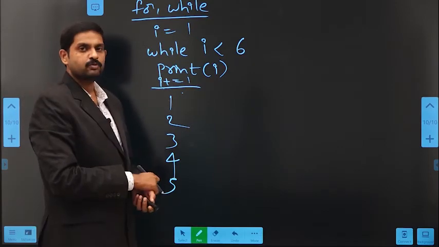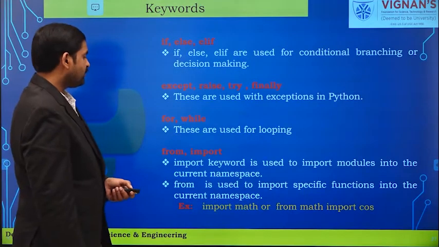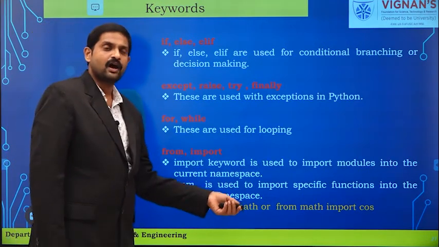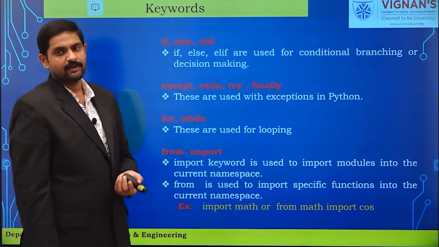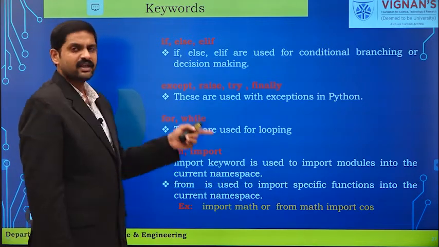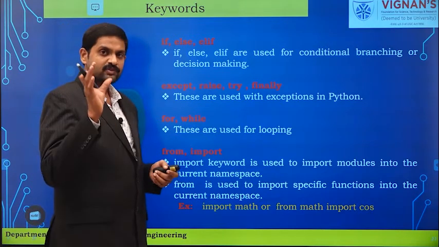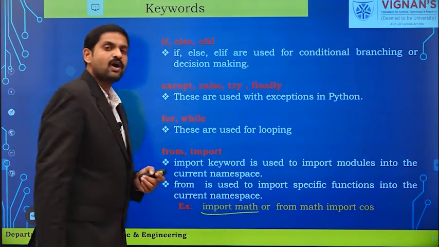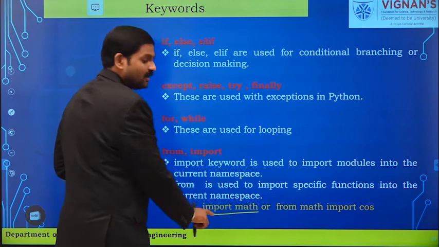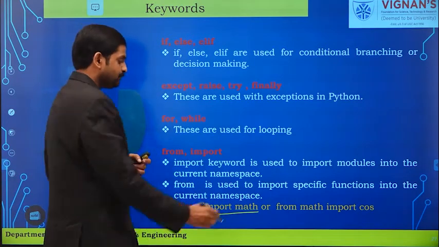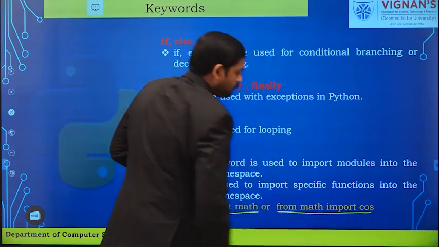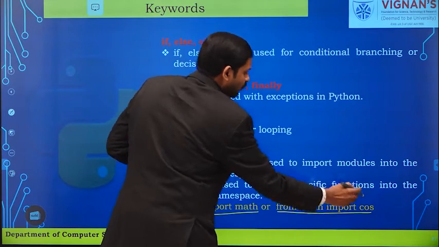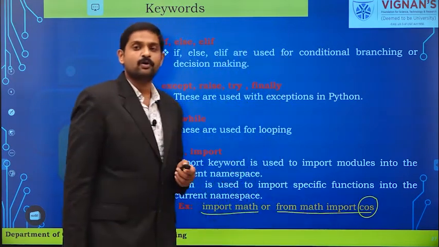Okay, that is the output of the while loop. Next, from and import. Import is the keyword used to import modules into the current namespace, and from is the keyword used to import specific functions into the current space. Import math means what? The whole math module is imported into the current program. From math import class, what is the meaning of it? From the math module only the class function is imported.